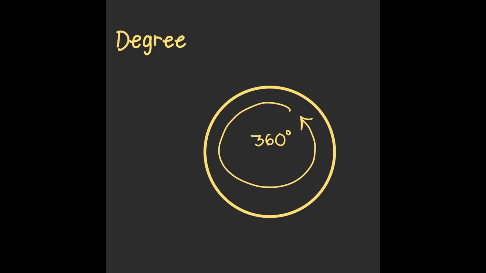A degree is a measurement of rotation. It tells you how far you've turned from where you began. So, a full turn around the circle is divided into 360 degrees.